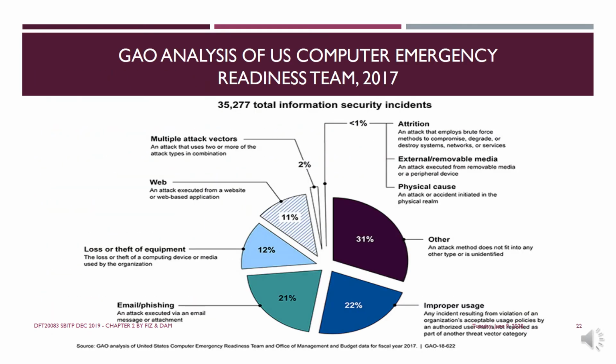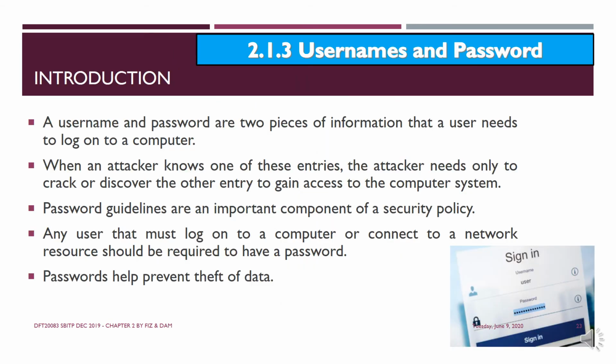So we can see also the GAO analysis for the total information security threats that happen, involves attrition, other improper usage, email, phishing, loss or theft of equipment, web, as well as multiple vectors.